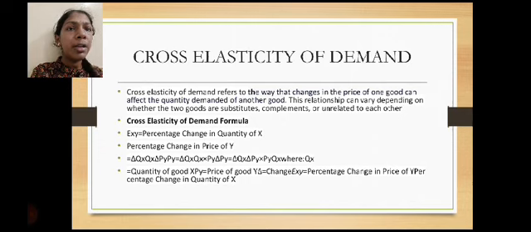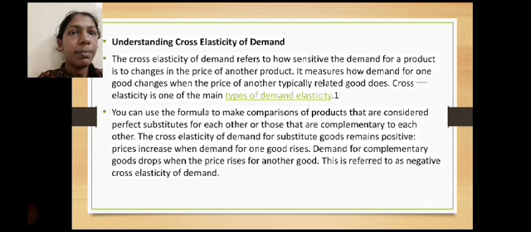Now let's see the other, cross elasticity of demand. Cross elasticity of demand refers to the way that changes in the price of one good can affect the quantity demanded of another good. This relationship can vary depending on whether the two goods are substitutes, complements, or unrelated to each other. The cross elasticity of demand formula is the percentage change in quantity of X divided by the percentage change in price of Y.